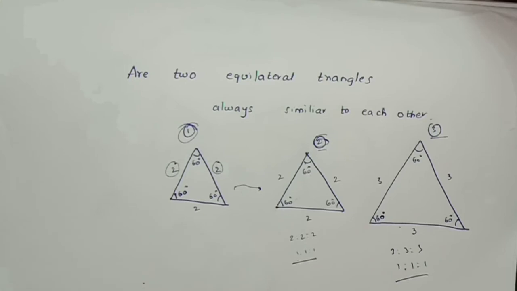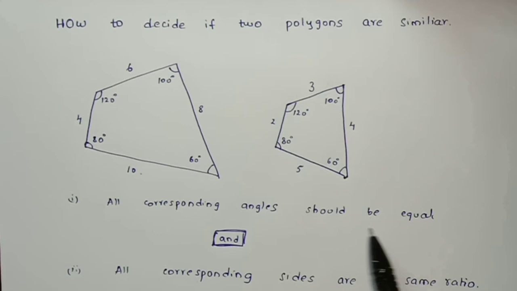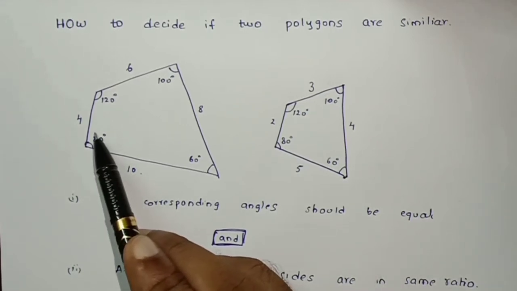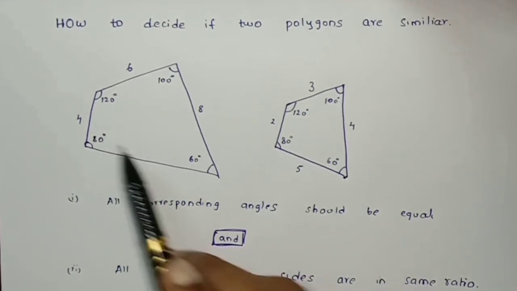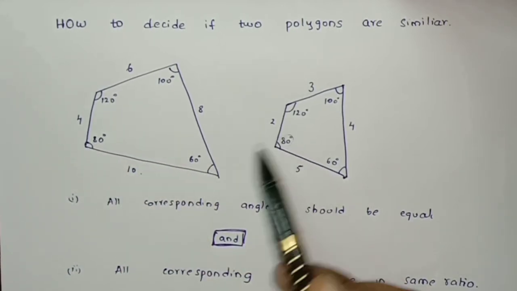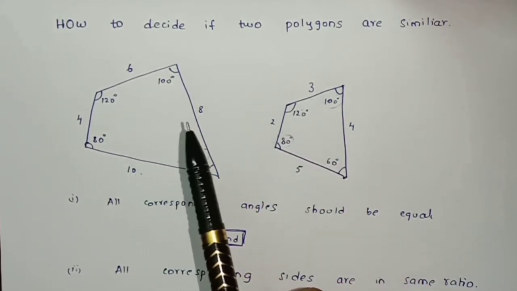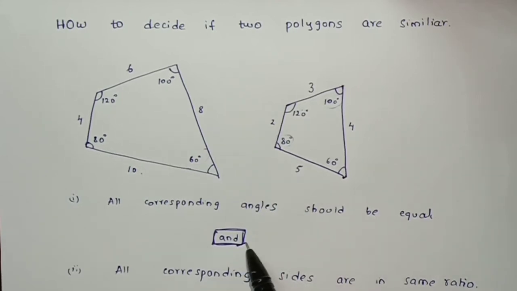Like all circles are similar to each other, all squares are similar to each other, and all equilateral triangles are similar to each other. To decide whether two polygons are similar, all corresponding angles should be equal. That means all the angles inside the polygon, for example 80, 60, 100 and 120. 80 should be equal to 80, 60 to 60, 100 to 100, 120 to 120. All the corresponding angles should be equal, and that means condition 1 and condition 2 both should be satisfied. What is condition 2? All corresponding sides should be in the same ratio.